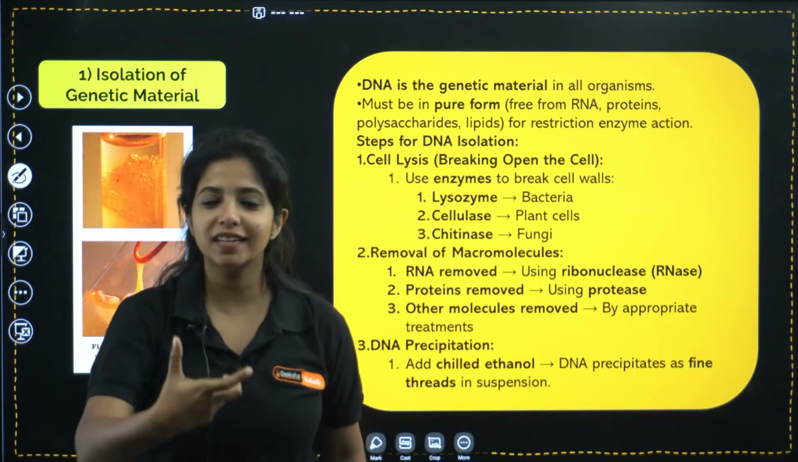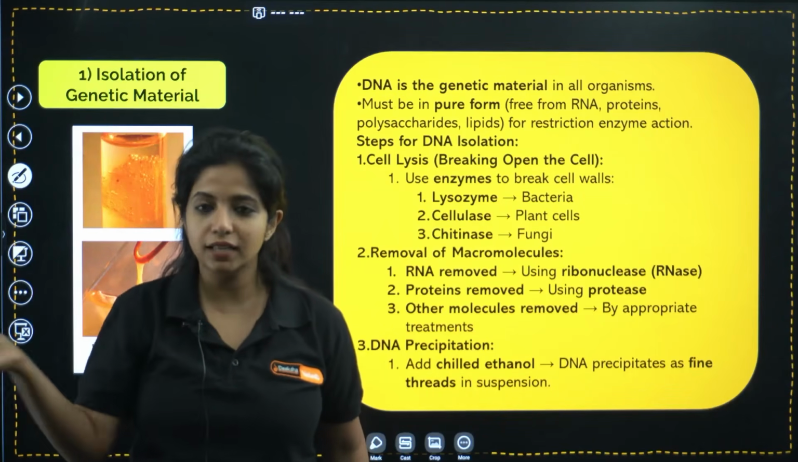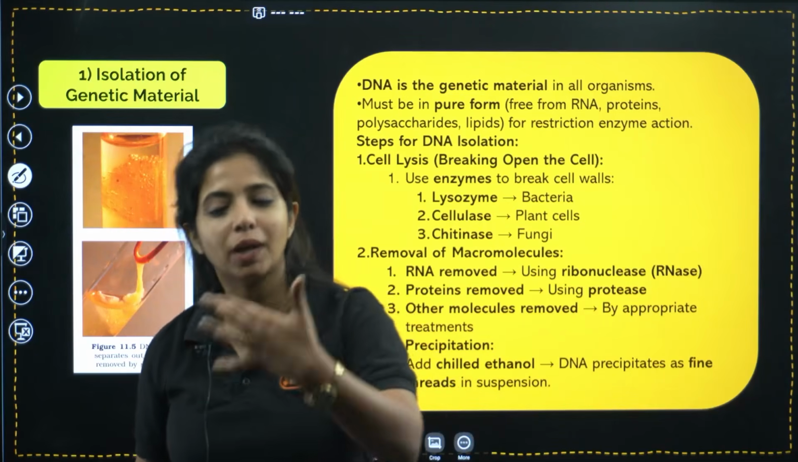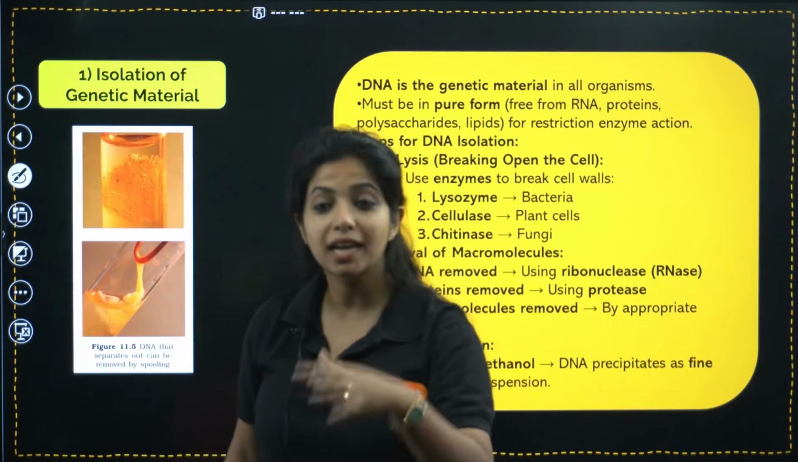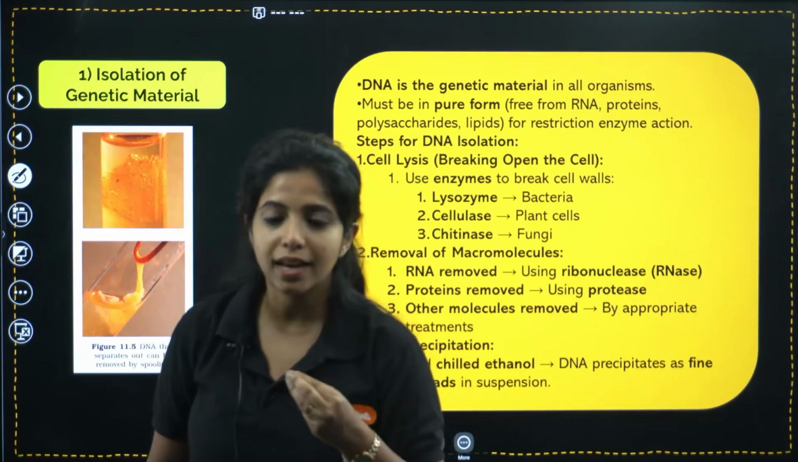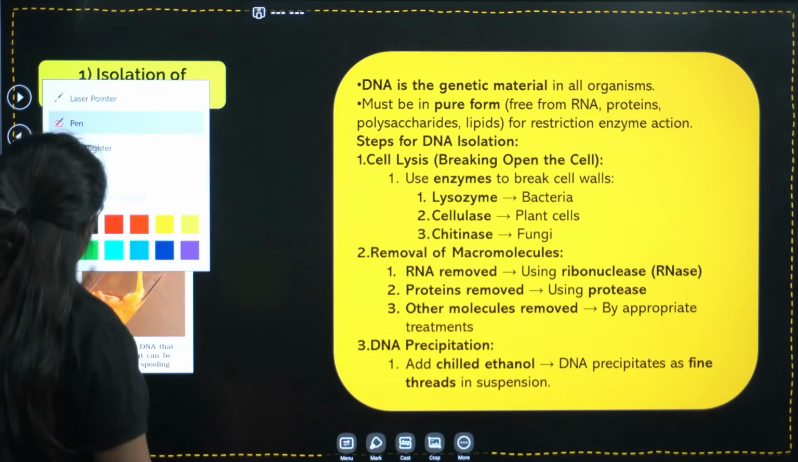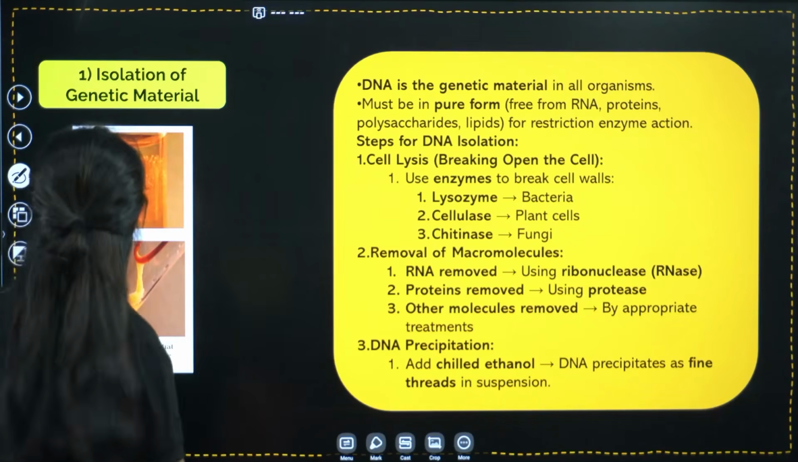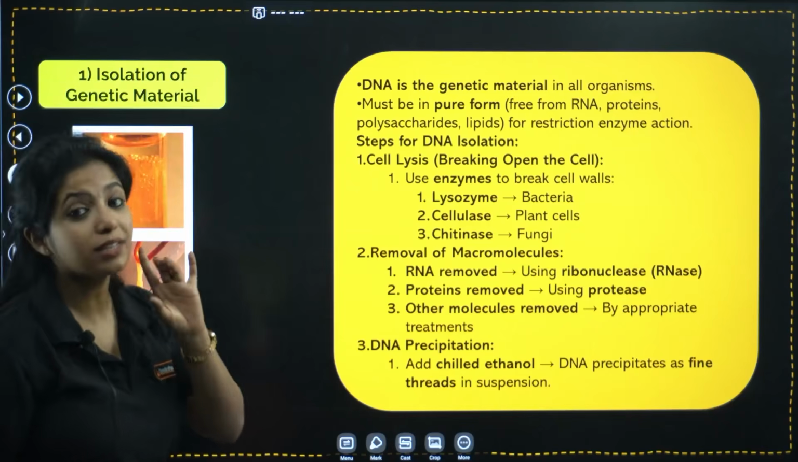How do you take out the DNA? It can be from different cells. For example, I can take it out from a fungus, a bacteria, an animal cell, or a plant cell. Depending on from where you're going to take it out, you need different things. And the first thing that you're going to need is enzymes that are going to break the cell wall, if at all a cell wall is included.